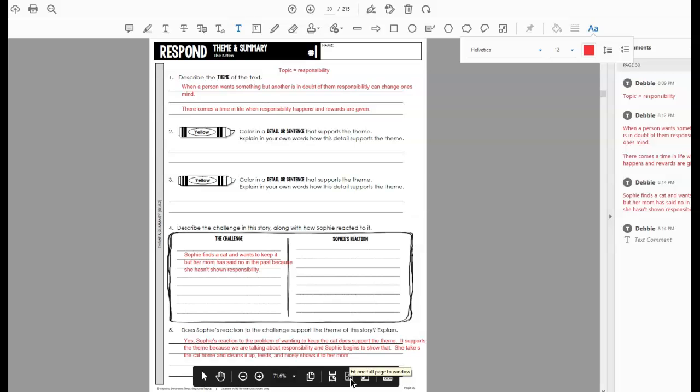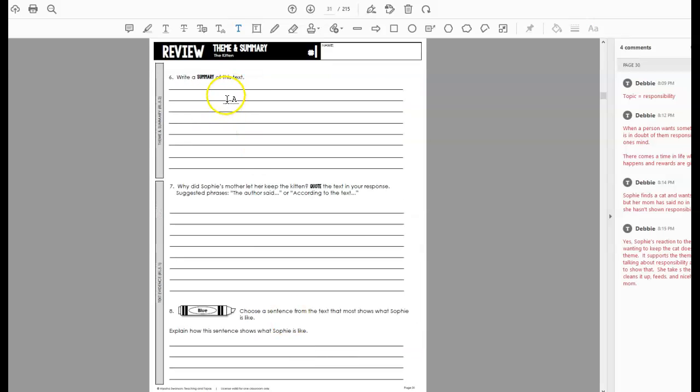Okay, so again, 2, 3, 4 sentences. That's what your job is. Your job is not to write these quick little responses anymore. That's what we're working on. Okay, then write a summary. Remember, this is a fiction story, so you should do the somebody wanted, but, so, then. Okay, again, it should be about 5 sentences.